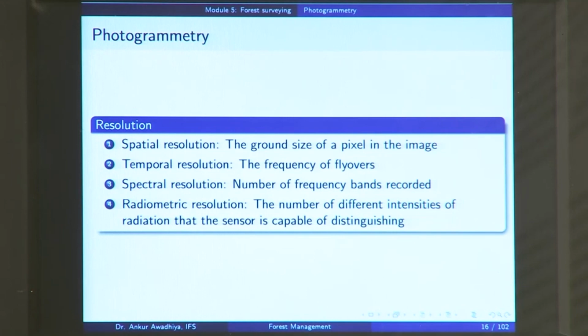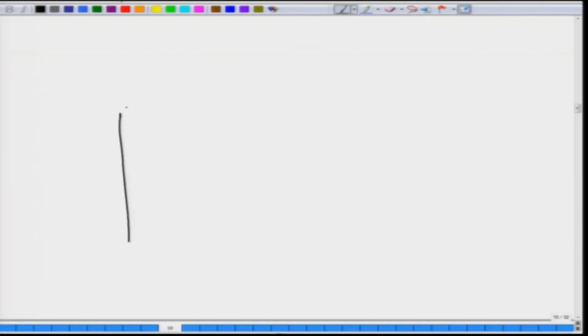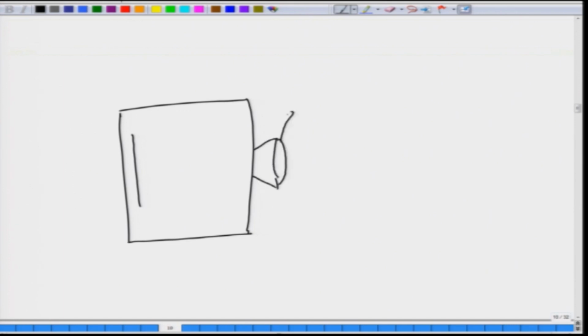interpretation or the measurements. Now, next when we talk about taking photographs, there are these 3 things that we need to keep in mind. So, how do you take a photograph? Essentially you have this camera, and let us talk about an early camera. So, we are talking about a film camera, and here you have a lens, and here you have an object.